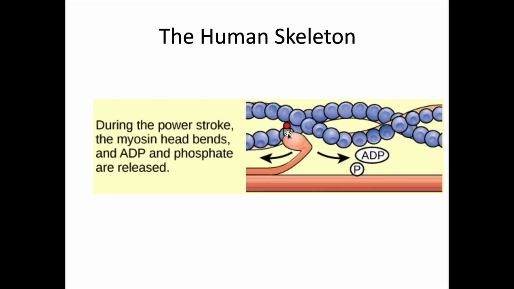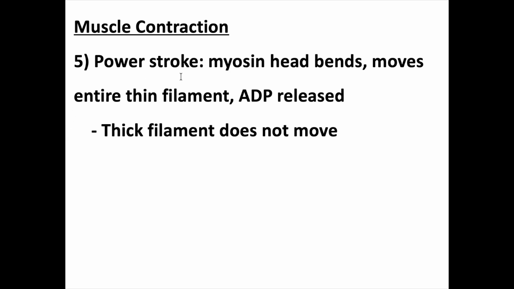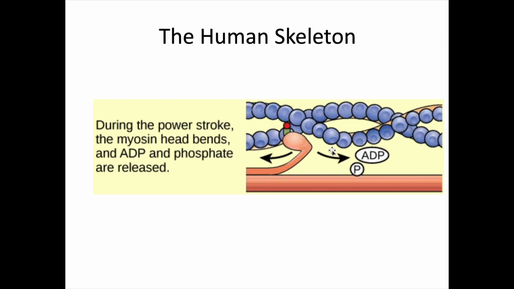This is a very, very small movement in the grand scheme of things, but we're going to be going through this process many, many times to produce the overall muscle contraction that you can see with the naked eye, that moves your body. So the power stroke is when the myosin head bends and moves the entire thin filament. As this is happening, the ADP that was bound to the myosin head is released.